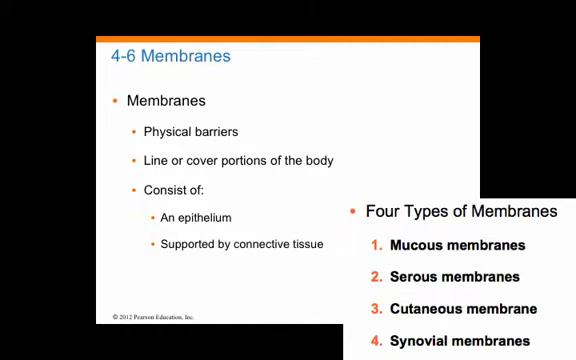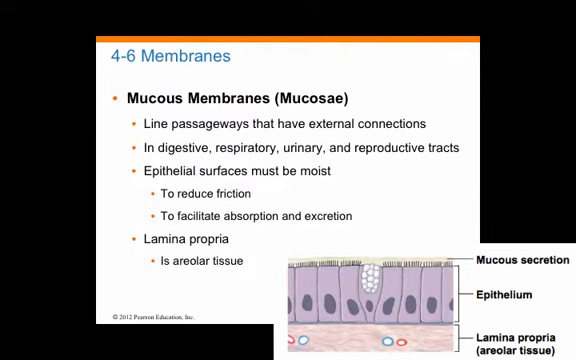Know the four membranes and where they are located. Mucous membranes are found lining passageways that have external connections, such as the digestive, respiratory, urinary, and reproductive tract. The surfaces of these passageways are kept moist by the cells of the membrane.